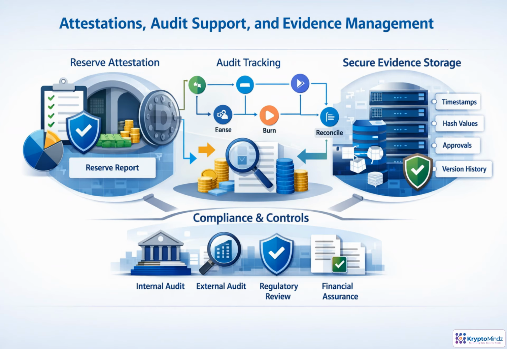Attestations are credible only when the underlying evidence is complete, traceable, and repeatable. A reserve report should tie back to bank statements, token supply snapshots, reconciliations, approvals, and blockchain events. Auditors will ask who approved actions, when they occurred, what changed, and whether exceptions were resolved. Evidence should be stored with timestamps, source IDs, hashes, and version history so internal teams, external auditors, regulators, and financial statement reviewers can rely on the same controlled record.